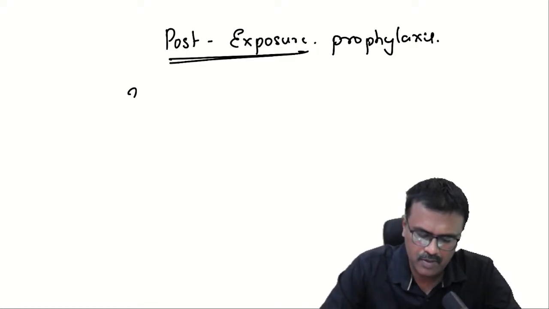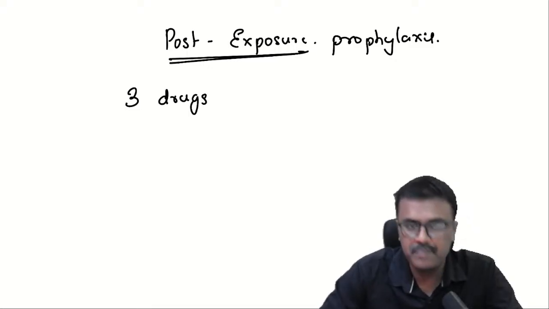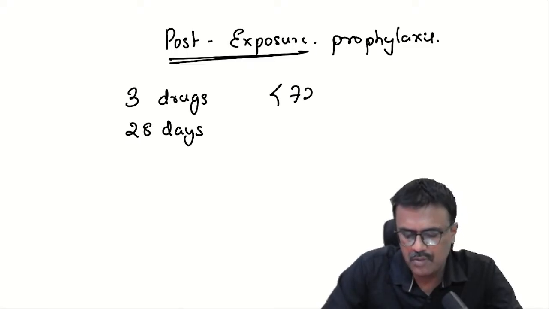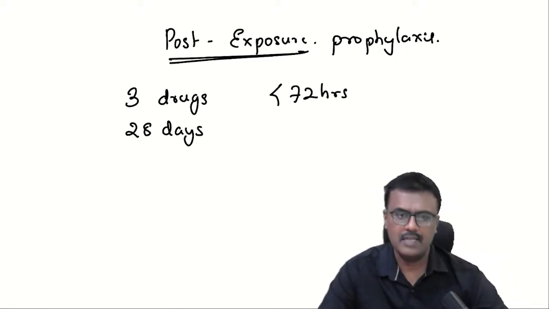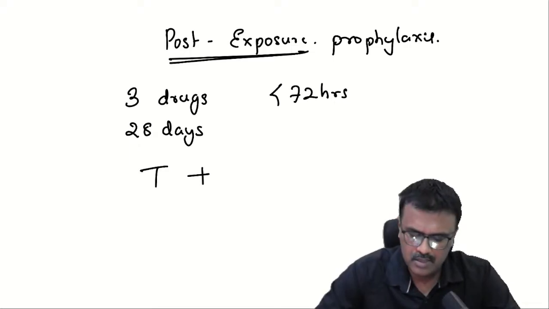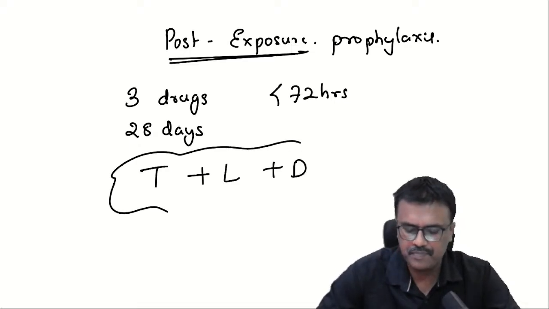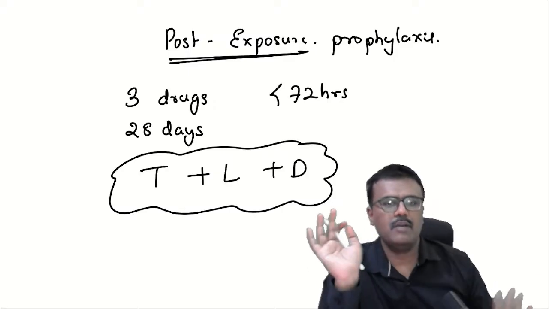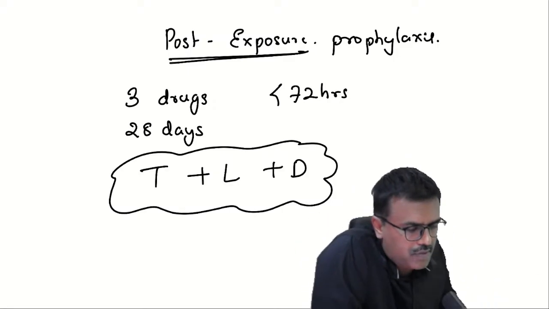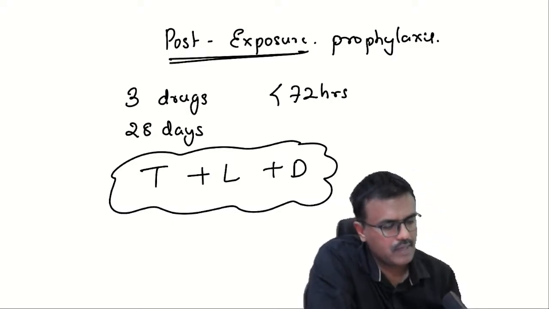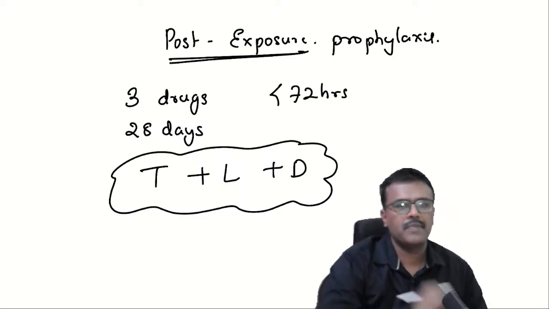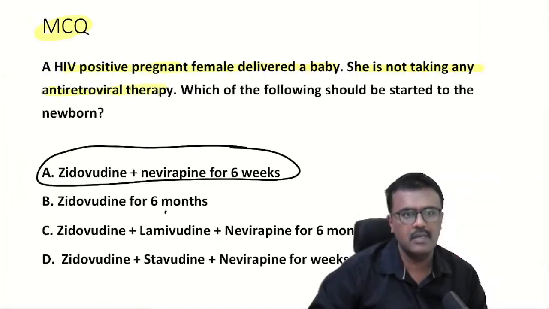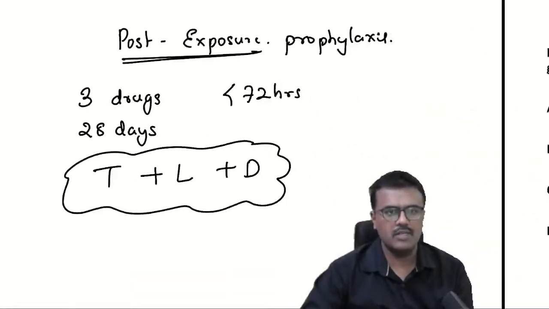Now what is the prophylaxis? You need to give a minimum of 3 drugs. The prophylaxis has to be taken for 28 days, and within 72 hours you have to start. Don't wait for 72 hours, start as early as possible. The best 3 drugs to start is TLD: tenofovir, lamivudine, dolutegravir, as early as possible but within 72 hours, and it has to be taken for 28 days. That is post-exposure prophylaxis. Okay, that is about HIV. Mother to child transmission prevention, post-exposure prophylaxis, the drug mechanisms, everything we understood here.